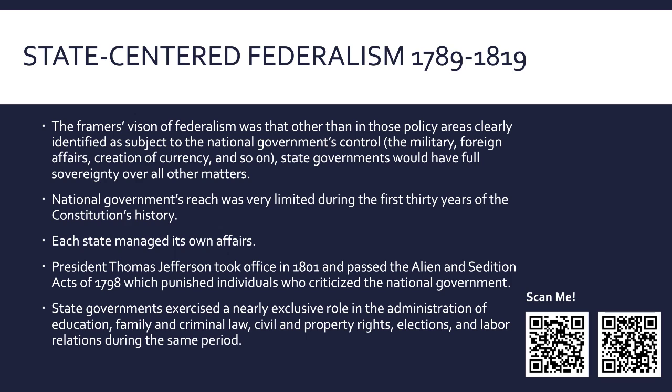President Thomas Jefferson took office in 1801 and passed the Alien and Sedition Acts in 1798, which punished individuals who criticized the national government. State governments exercised a nearly exclusive role in the administration of education, family and criminal law, civil and property rights, elections, and labor relations during the same period. And as you can see here on the bottom right corner, you will see 2 QR codes, and you can actually scan the full text of the Alien and Sedition Acts of 1789.